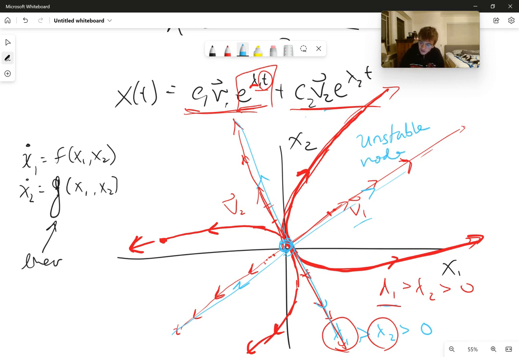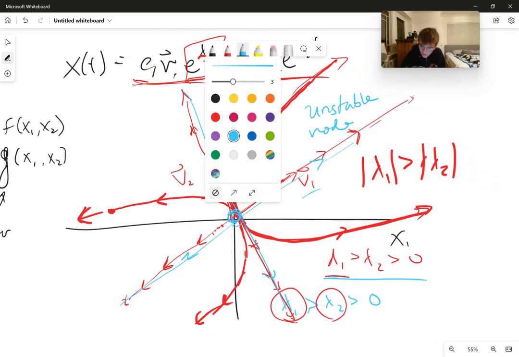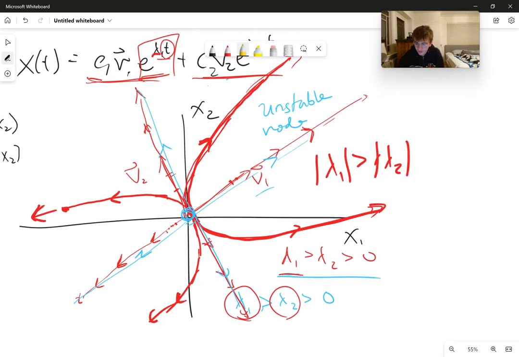If I simply change the conditions and say, keep the magnitude of lambda 1 greater than the magnitude of lambda 2, but let's just say I make them both negative, okay? I'll do it in a special color so you can see that it's negative. Yellow seems pretty negative to me, so we're going to go with yellow.